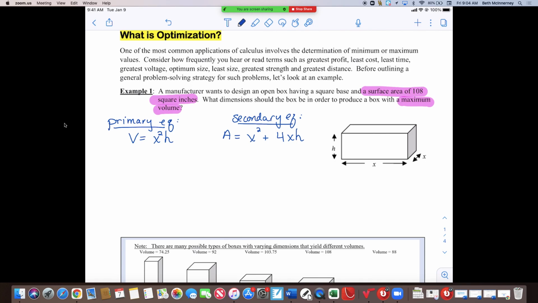Can somebody answer that? Why is it not 2x squared? Yeah, Logan? The manufacturer wants to design an open box, which means that there won't be a top. There isn't a top, but that's an outstanding question. If I had the whole box, then absolutely it would be 2x squared. Okay, good thinking there.